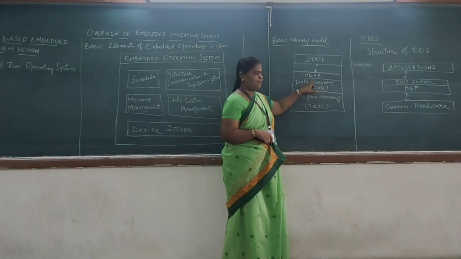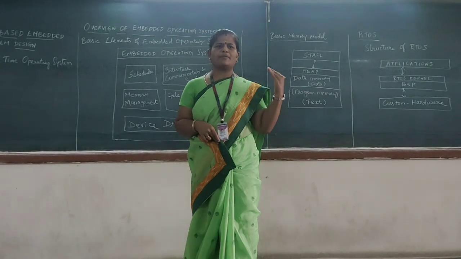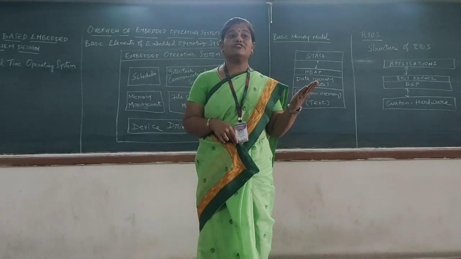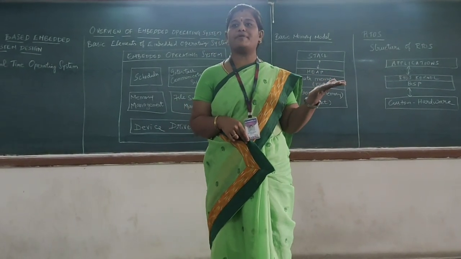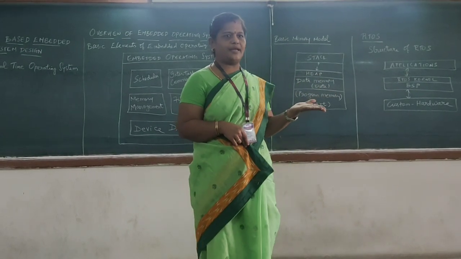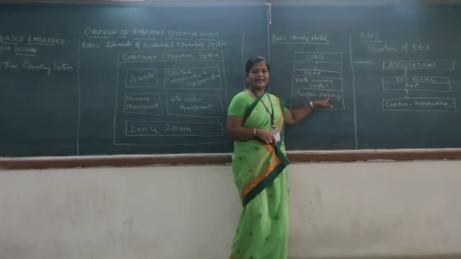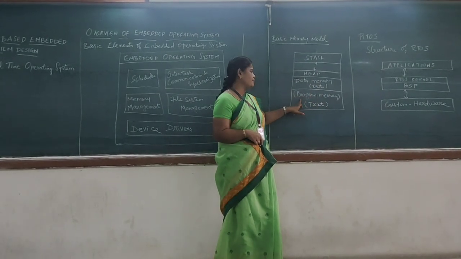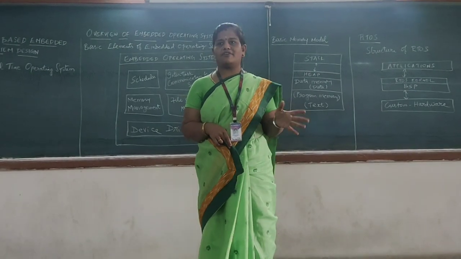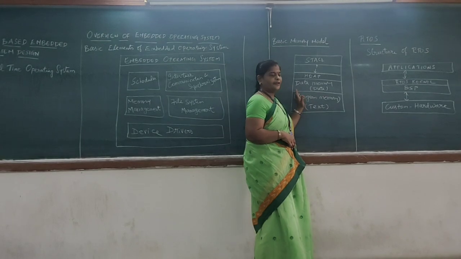Then we have the data memory and program memory. When we go for advanced microcontrollers, that is embedded systems, what is the main advantage? We have separate memory for the program and separate memory for the data. In older versions we didn't have separate memory, but here we do. So we use data memory, where data will be stored, and program memory, where the text, program and coding will be stored. That comes from the basic memory model.